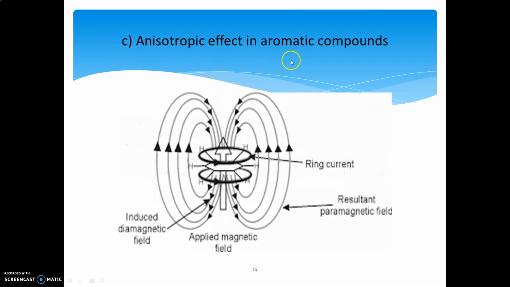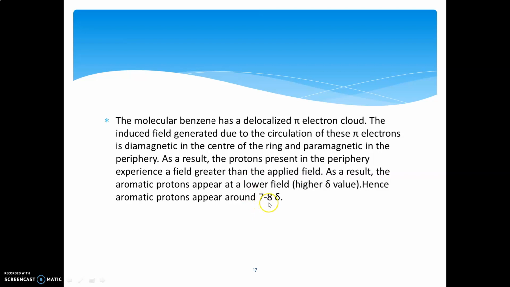In case of aromatic compounds, the induced magnetic field will be in this direction and the applied magnetic field will be here, and applied magnetic field and induced magnetic field are parallel in the region of aromatic protons. So these protons are deshielded. So delta will be more for this, 7 to 8.